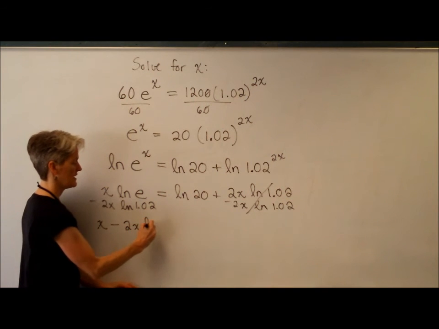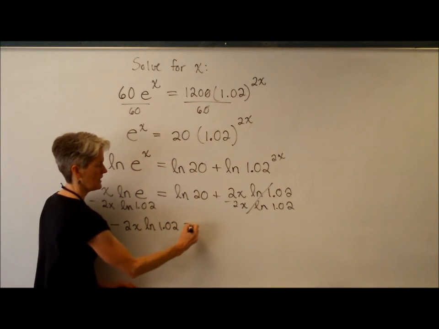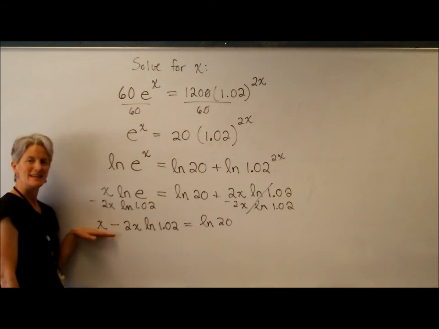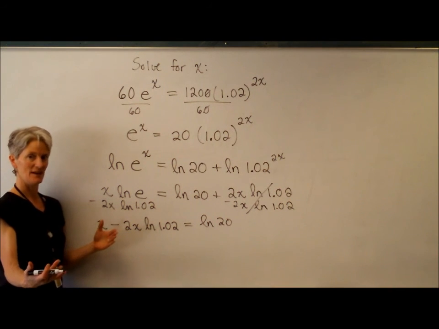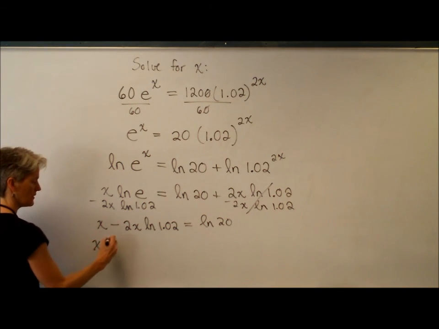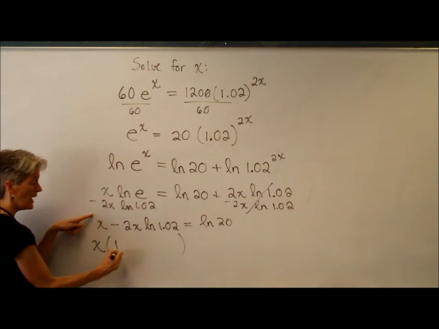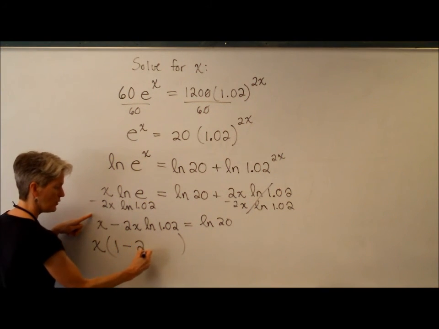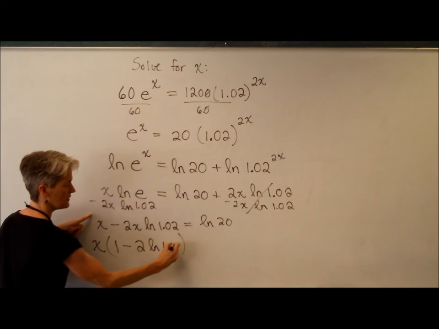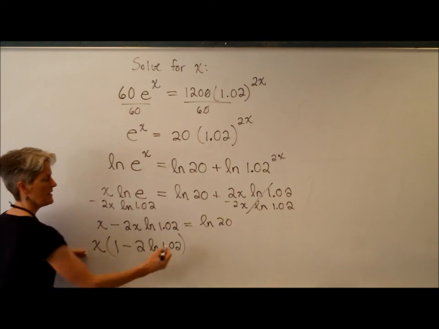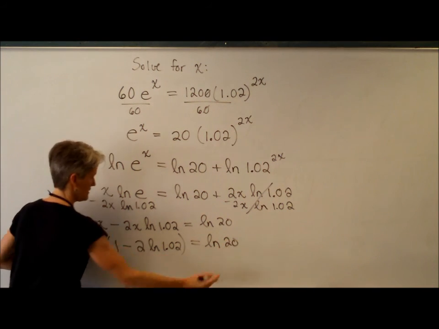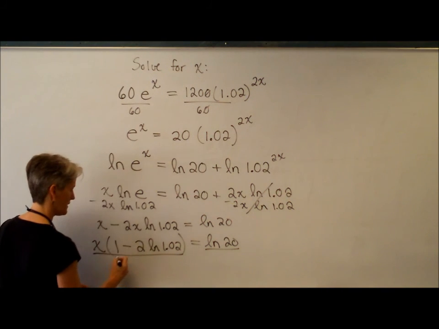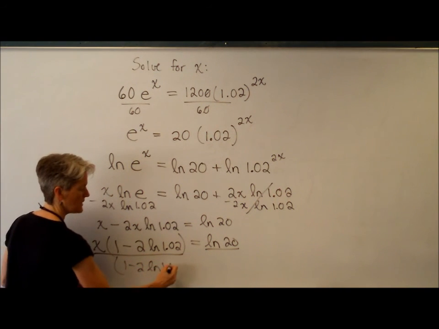Minus 2x times the natural log of 1.02 equals the natural log of 20. Okay, I can't really combine those nicely, but I could factor out an x. So let's factor out an x. Of course, I'm left here with a 1, that's the natural log of e, minus a 2 times the natural log of 1.02, all equal to natural log of 20. Hey, I'm so close. All I have to do now to get x by itself is to divide both sides by that big thing. Do a little magic in my calculator.